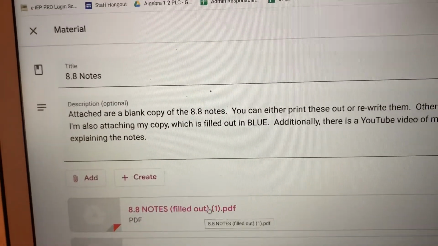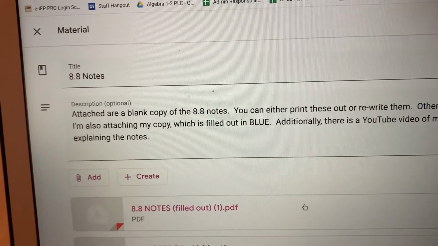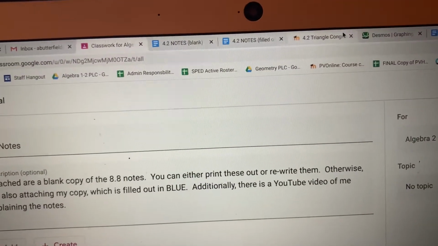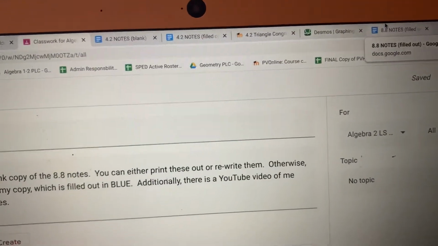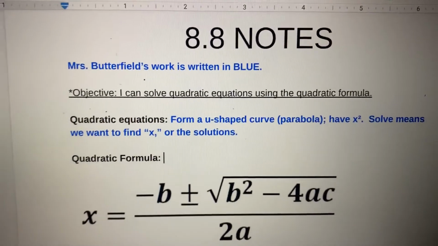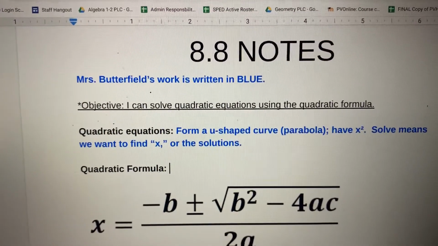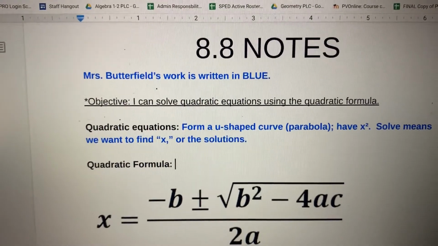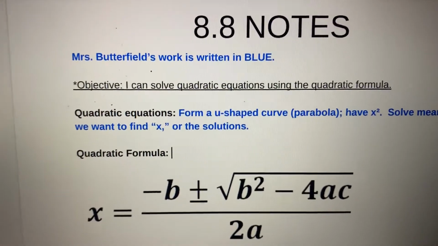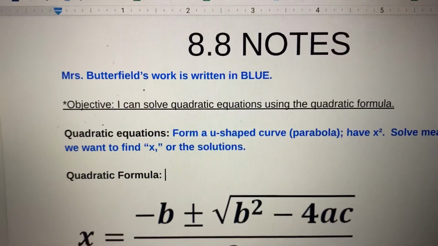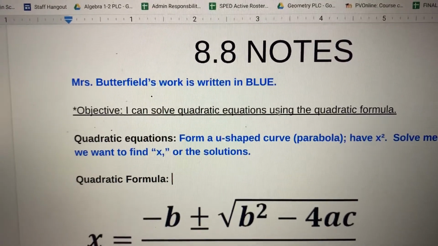I'm doing it all under one section this time. I felt like last week it was possibly a little bit overwhelming for you guys because there was so much in the Google Classroom. There were a lot of different documents. I realized it's a little easier if I just post all of the attachments under one place. So our objective this week is I can solve quadratic equations using the quadratic formula.